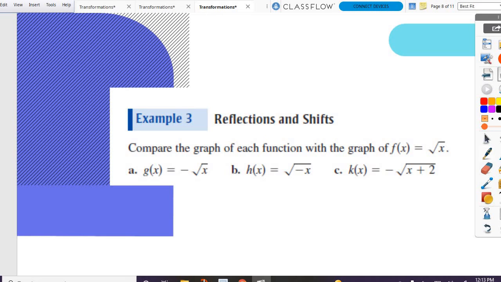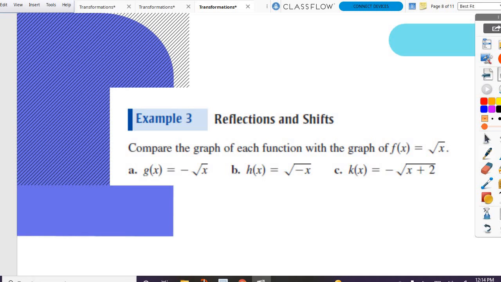Alright, so we kind of talked about this a little bit. Okay, so let's compare the graphs. So we're going to look at them in just a second. So what did we say is going to happen for part A? So make sure we're using correct vocabulary. It's going to reflect it across the x-axis.